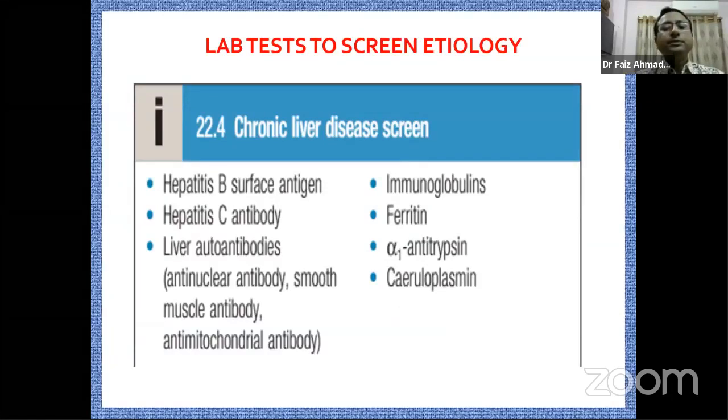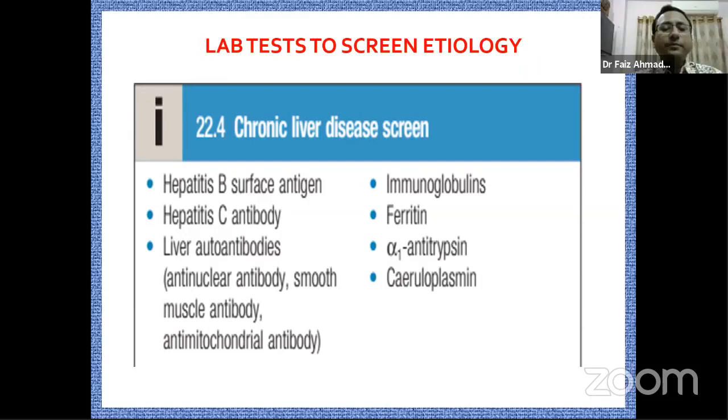Then we go for laboratory tests or serological tests to find out the etiology of the cirrhosis of liver. So what are those tests? In our current perspective, initially we try to find out whether the cirrhosis is due to any viral cause, that is chronic viral hepatitis B or chronic hepatitis C. These are the two important viruses. The predominant virus is chronic hepatitis B, because this virus is very much prevalent in our country than chronic hepatitis C. So hepatitis B surface antigen or HBsAg, then anti-HCV to rule out hepatitis C.